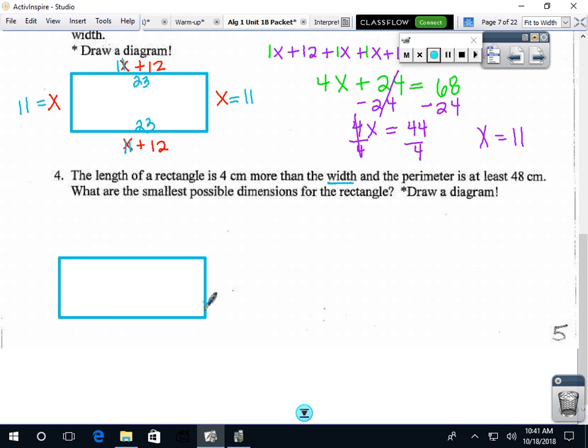So for the width side, I'm just going to put X. And with a rectangle, the opposite sides are congruent, so this would also be X. For the length, they do tell us that the length is 4 centimeters more than the width, so the length would be the width plus 4, correct?